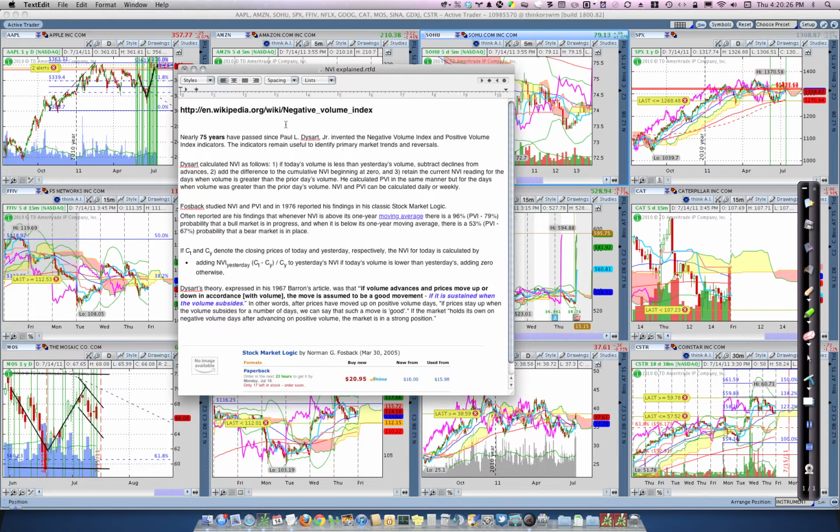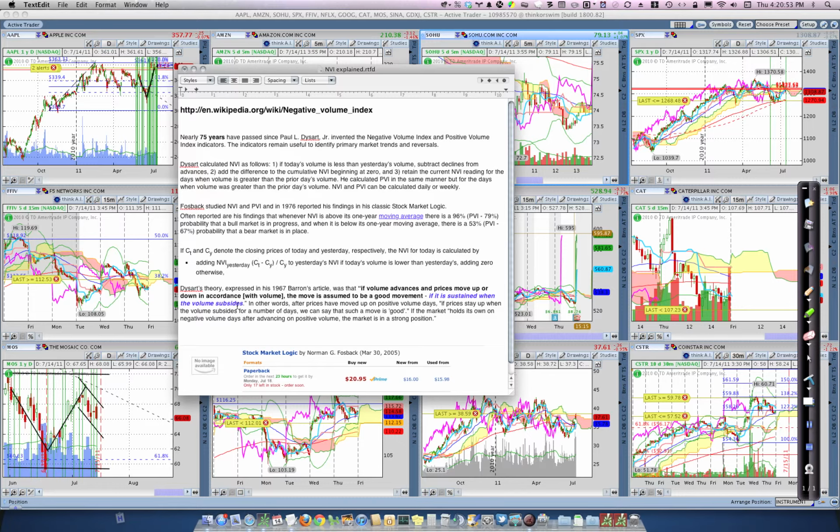What Paul Dysart developed was further extended by Fosbeck, and he made some theories about when you can use the negative volume index and the positive volume index. Dysart's theory was that if volume advances and prices move up or down in accordance with volume, the move is assumed to be a good movement. And then he adds, if it is sustained when the volume subsides.